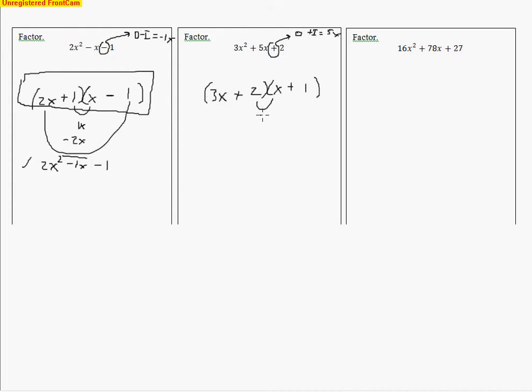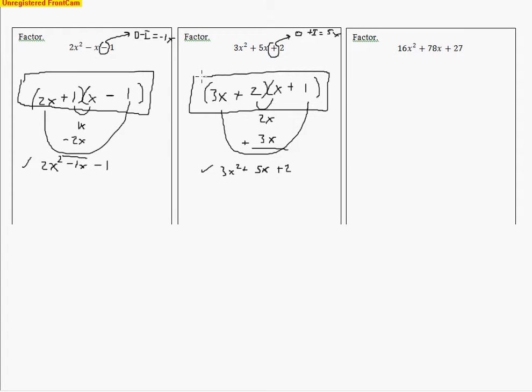So again, check your work, see if it matches. If I hadn't put the 2 in the right spot, I would not have gotten 5x. I would have gotten 7x that way. So check and make sure it matches. Again, you got 3x squared for the first term, 5x for the middle term, and positive 2 for the last term, so I know I am correct, and I can go ahead and box the answer.